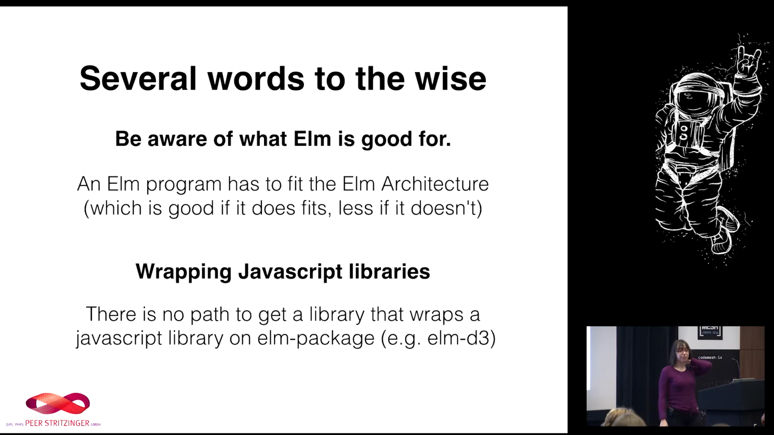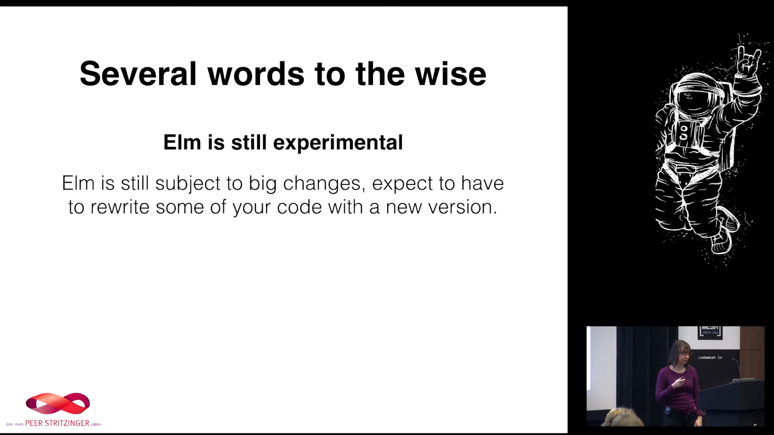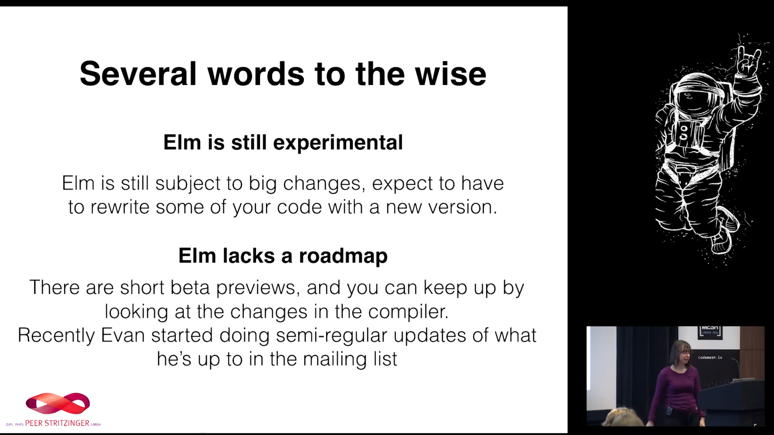Also, if you want to wrap big JavaScript libraries, yeah, you probably don't want to do that in Elm unless you're really into ports, because you have to make everything pass through the ports. Also, you can't get them into elm-package. It's actually easier to get Elm inside React than it is to get React inside Elm. And I think on the Elm website, there is a way to do that, to get Elm inside React as a component. Also, Elm is still experimental, subject to big changes, so be ready to rewrite some code.